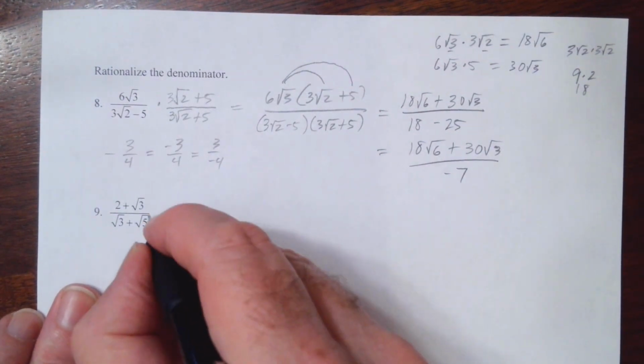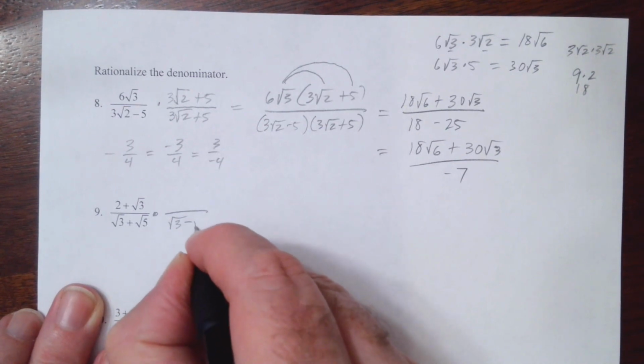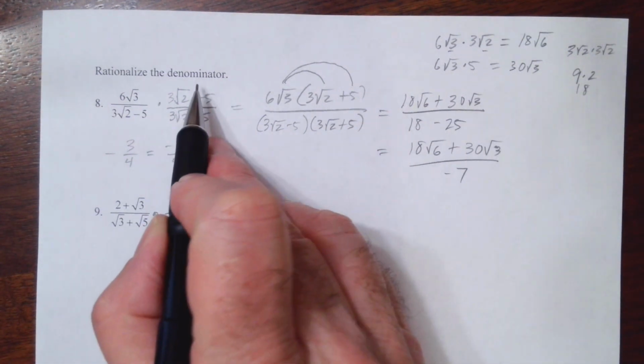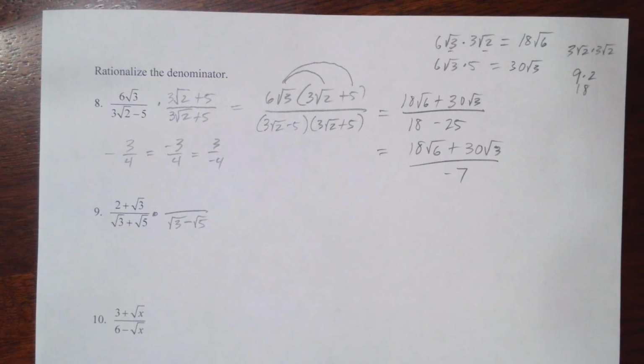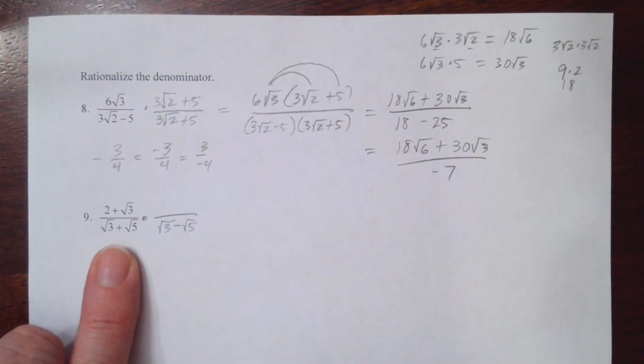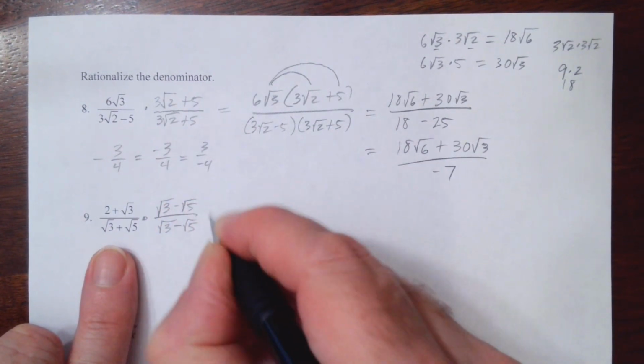Okay, let's move on to number 9. The conjugate is the square root of 3 minus the square root of 5. Notice it's always the denominator that we're trying to deal with, because remember, it's rationalize the denominator. So that's what drives what we choose. So we choose the conjugate of the denominator here. So the numerator will get multiplied by the same thing.